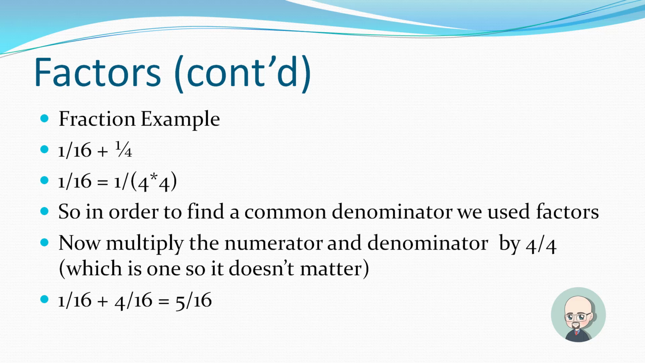Now, when I look at 1 over 4, that has a 4. So what I can do is find a common denominator, and it's going to be 16, because both of them go into 16. 16 goes into 16 once. 4 goes into 16 4 times. Now we're going to multiply the numerator and denominator of 1/4 by 4 over 4. 4 over 4 is equal to 1. So it doesn't matter in terms of the overall equation, but it gets it into the terms we need. It gets the denominator correct.